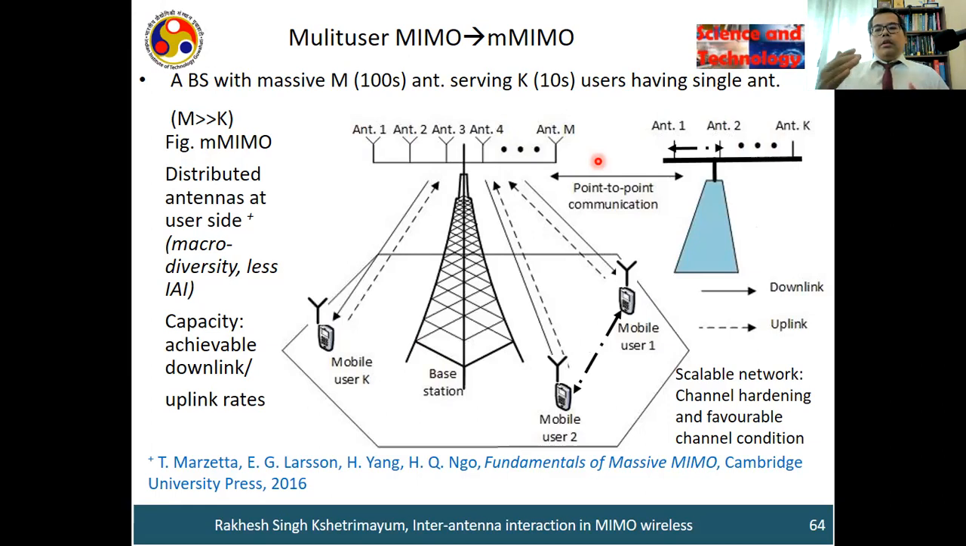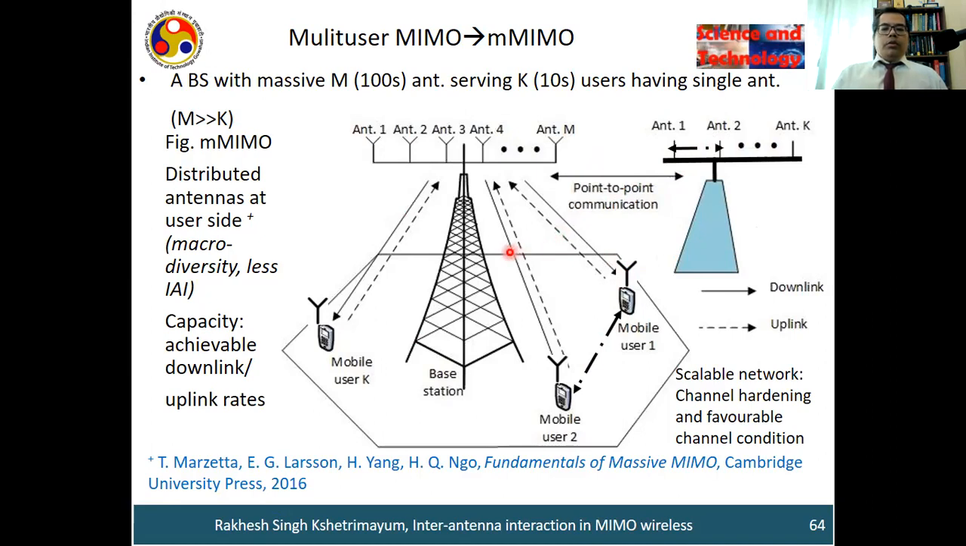Because of this increase in the inter-element spacing between the antennas, the diversity gain is going to improve. Rate gain is going to improve. Inter-antenna interaction is dependent on the inter-element spacing, but mobile to mobile user spacing is much larger than antenna to antenna element spacing. So we'll have a better diversity gain and rate gain. So that was the idea of multi-user MIMO and massive MIMO.